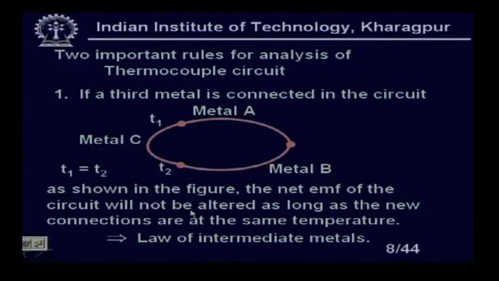Because it is two dissimilar metals we have connected like this. So, these are junctions. If this is metal A, this is metal B, I will get a current. If I connect some other metal inside, so long as this temperature remains the same, our EMF will also remain the same, it would not be altered. As shown in the figure, the net EMF of the circuit will not be altered as long as the new connections are at the same temperature. This is the law of intermediate metals.